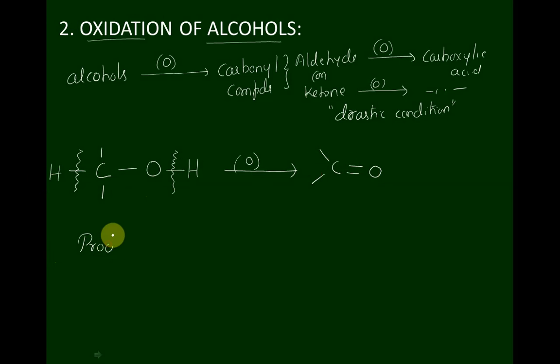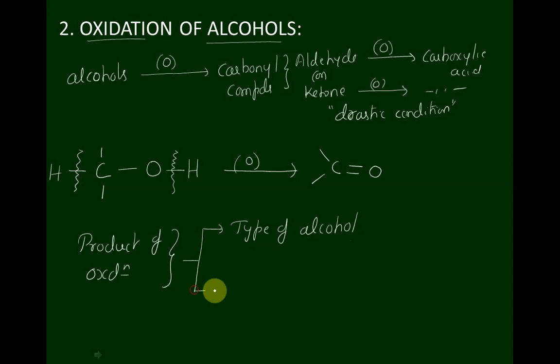The product of oxidation depends on mainly two factors: type of alcohol that undergoes oxidation and type of oxidizing agent used for the oxidation process. Depending on these two factors, we can identify what product is obtained during the oxidation of alcohols. Please note it down.